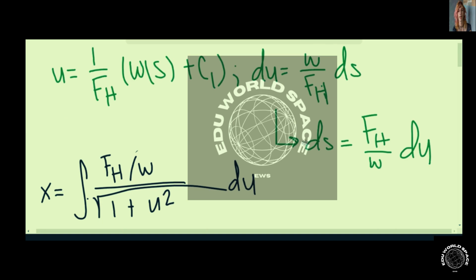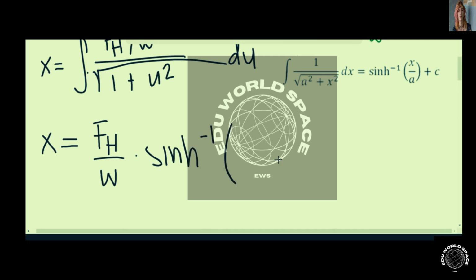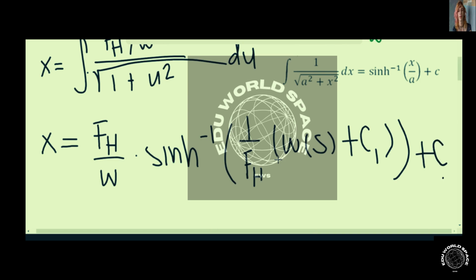times du. Now, if you can remember, this integral takes on the form of an integral that's used for a hyperbolic function. In fact, the answer to this is the inverse hyperbolic sine of x over a, plus c. So by simplifying our equation, x equals F_h over w, pulling out the constant, times the inverse hyperbolic sine of (1 over F_h times (w times s plus c1)), plus c2.